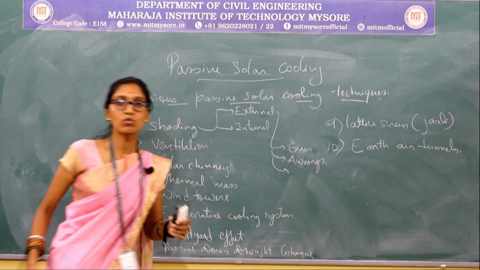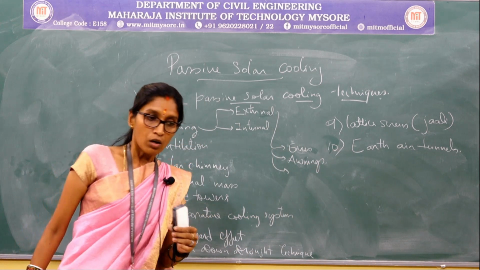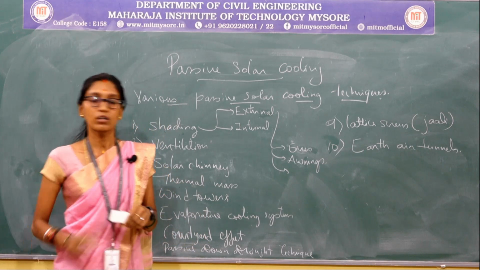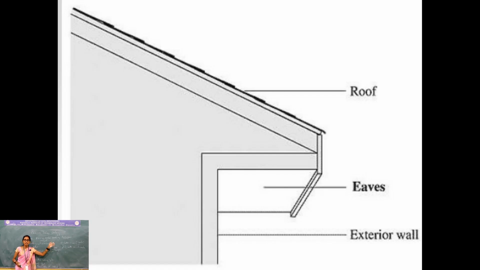So the next one is awnings. What is the function of it? You can see the image that is popping up at the left side of me, how it looks and how radiation is prevented from getting in. So the awnings, what is the function of it?